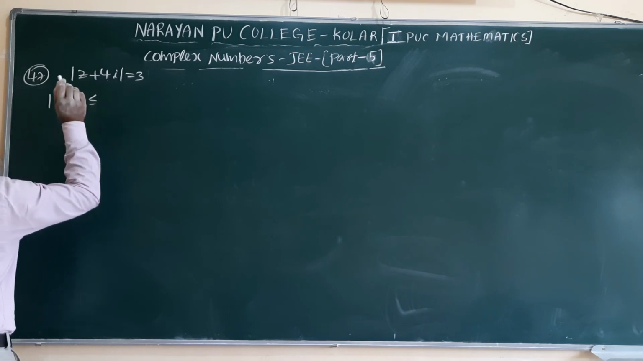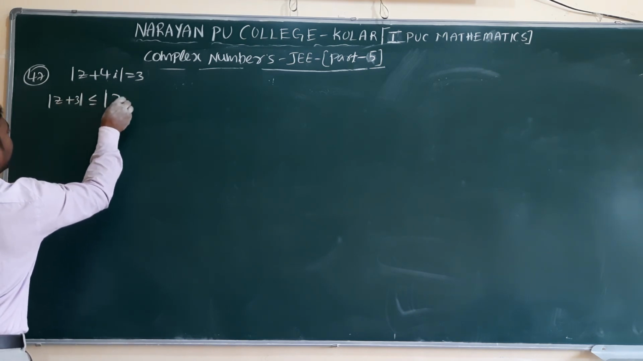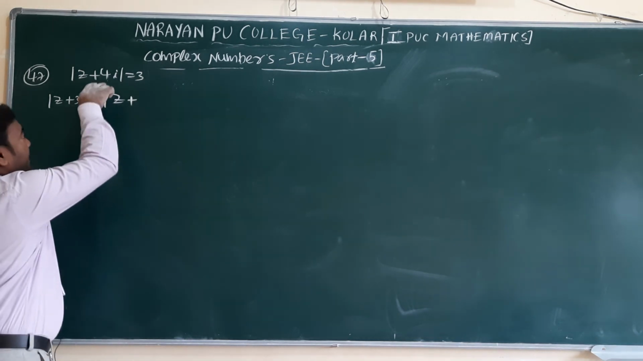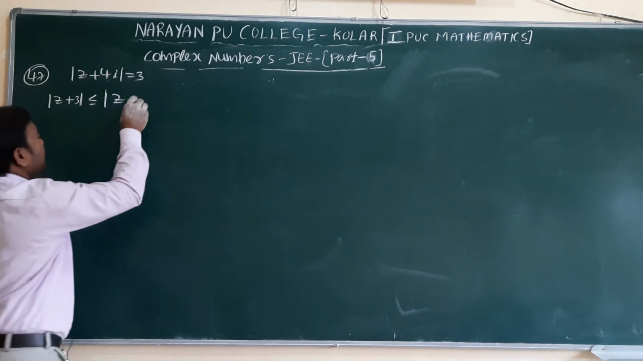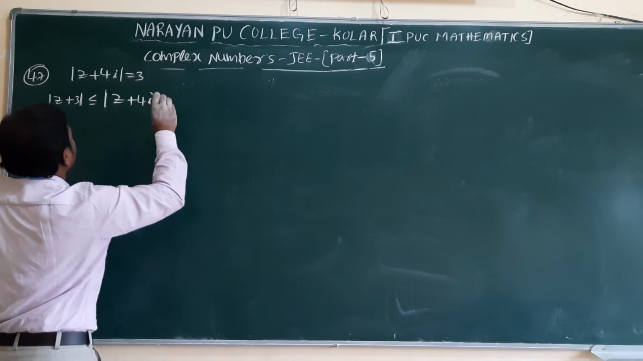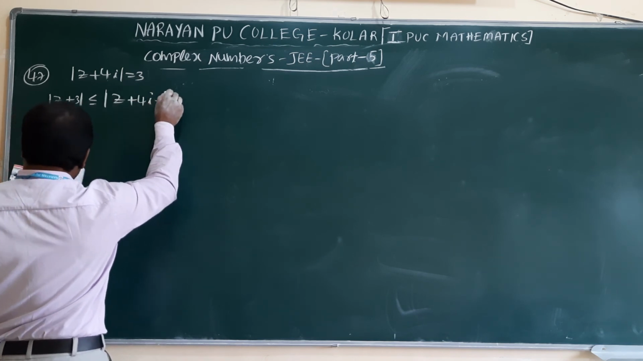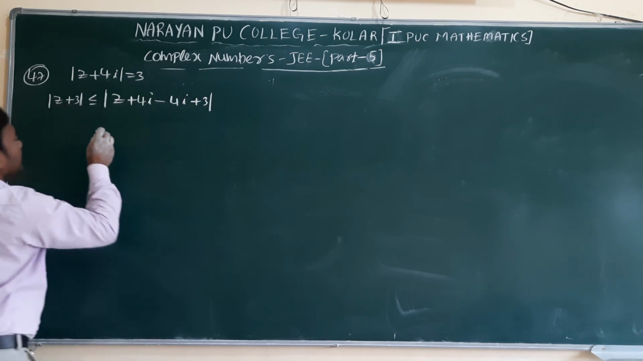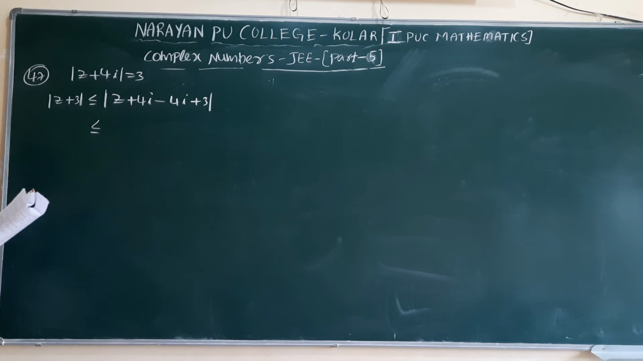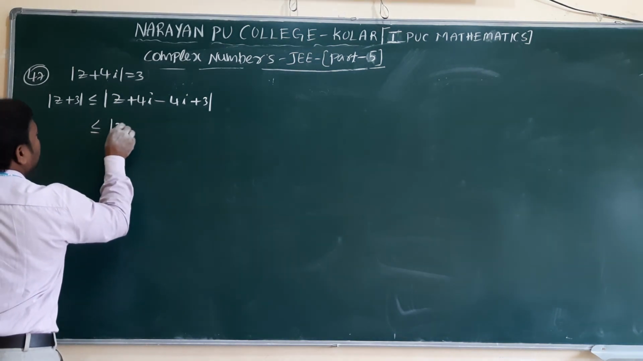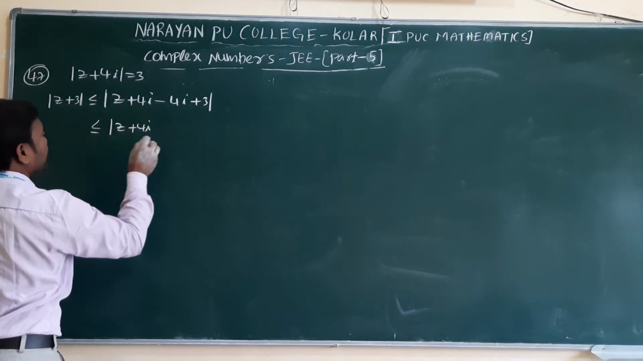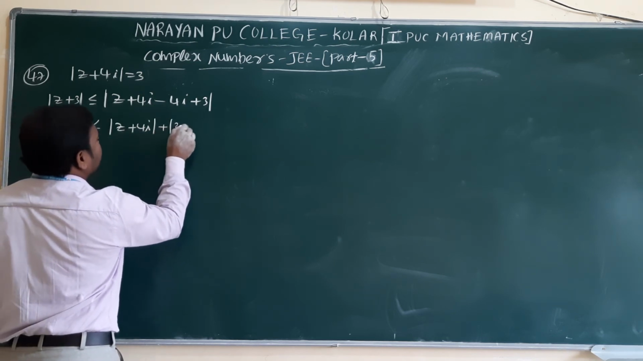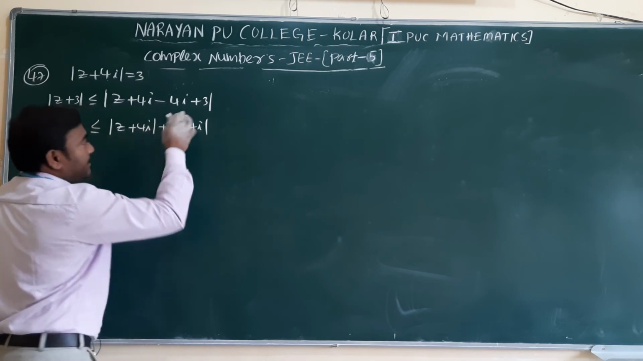The least, we have to take like this: modulus of z plus, we have to add and subtract 4i here because they have given z plus 4i. So z plus 4i minus 4i plus 3. Now here less than or equal to modulus of z plus 4i plus modulus of 3 minus 4i, like this.